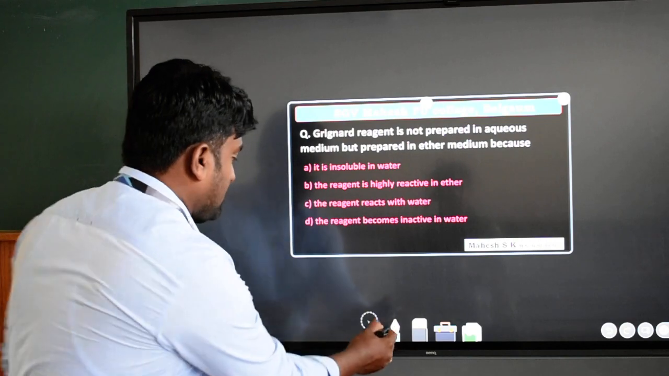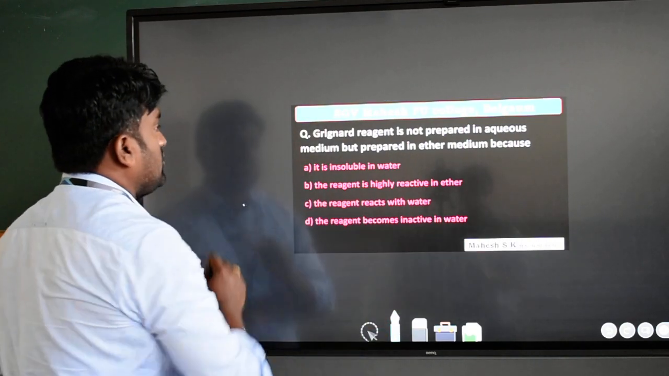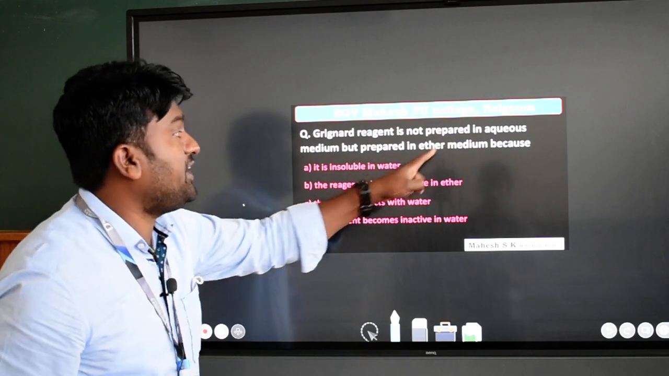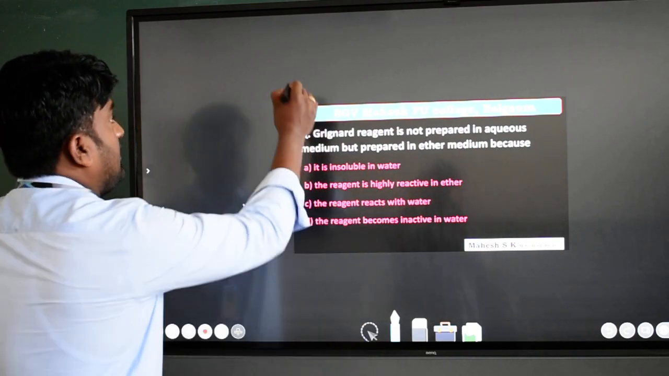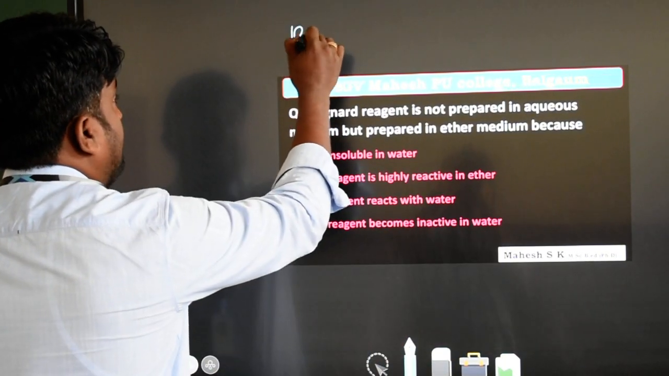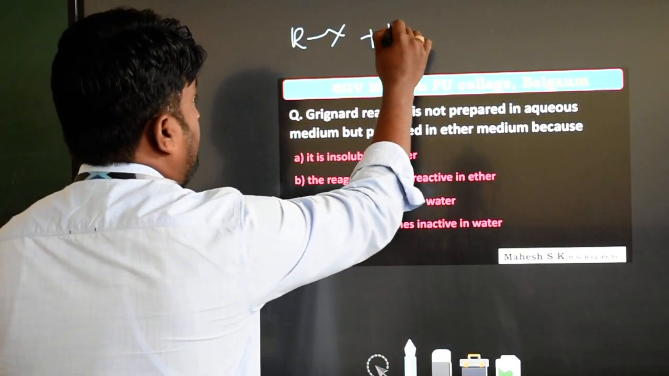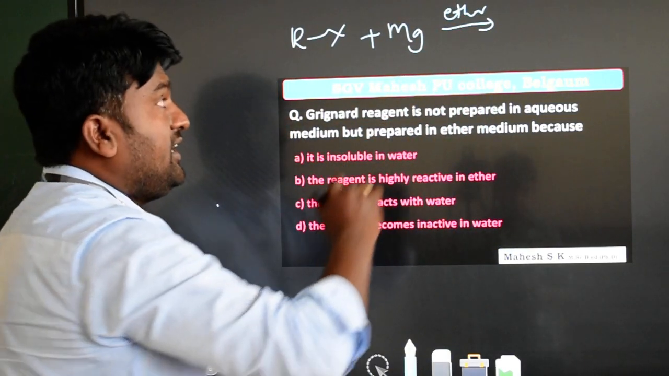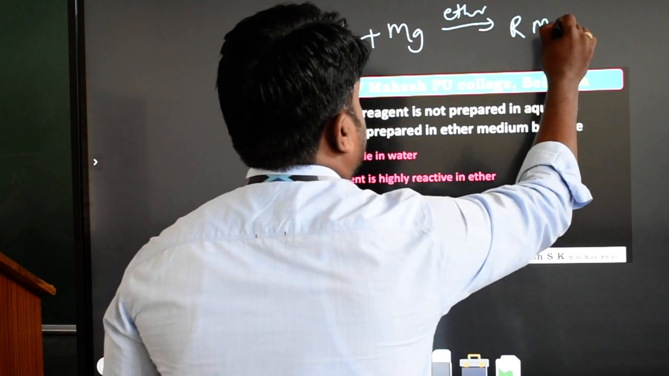Next on Grignard reagent only. The question is on Grignard reagent only. Grignard reagent is not prepared in aqueous medium but prepared in an ether medium. For example, you can take RX, an alkyl halide. If you treat it with magnesium in the presence of ether only, we will prepare the Grignard reagent, that is RMgX.